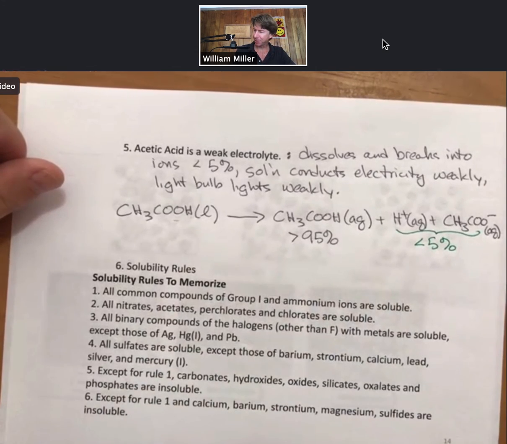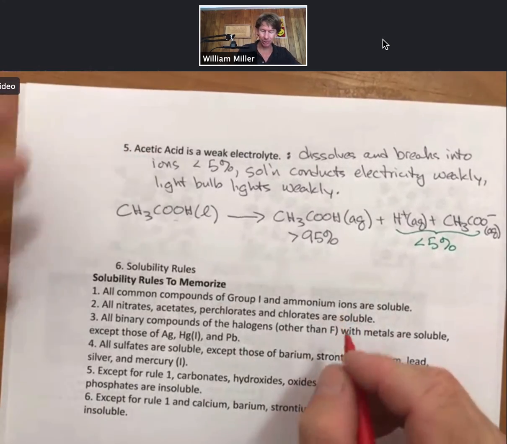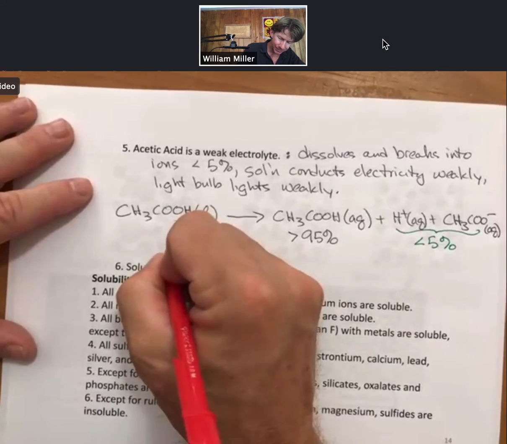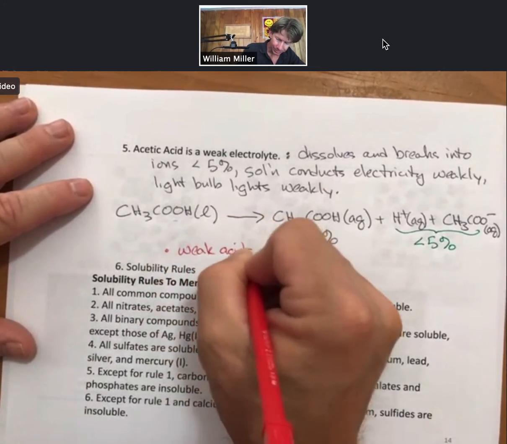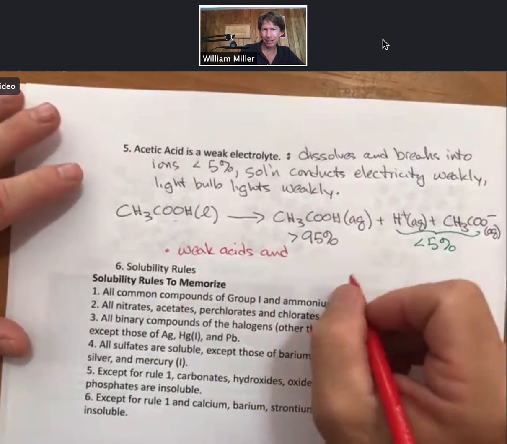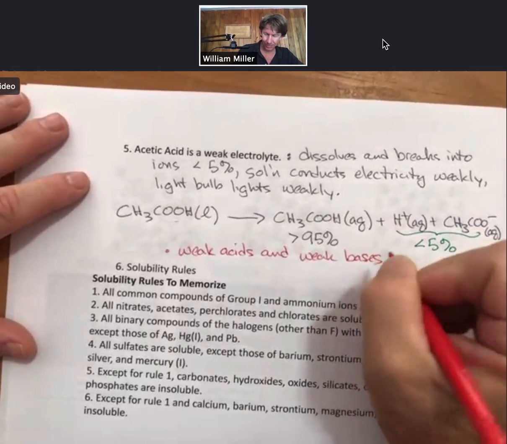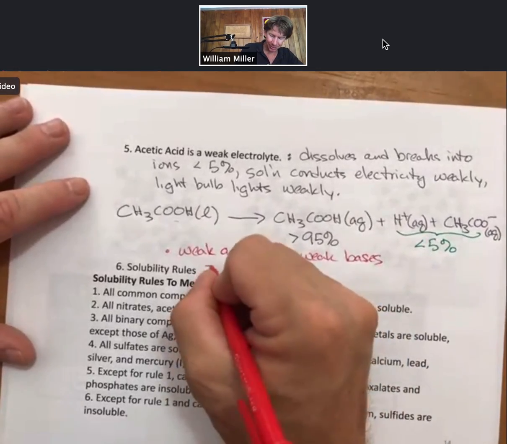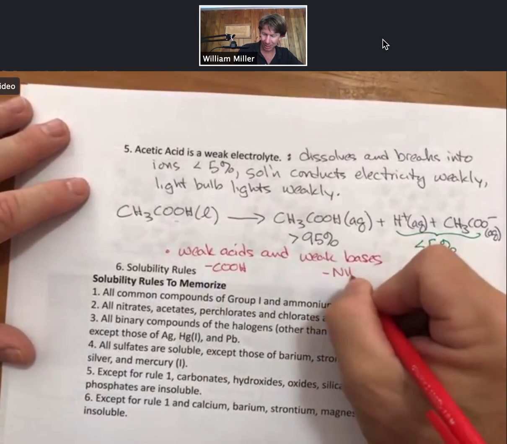Now this will happen for, and what are weak electrolytes? Weak electrolytes are weak acids, and weak bases. Weak acids have the COOH group, and weak bases have the NH2 group.